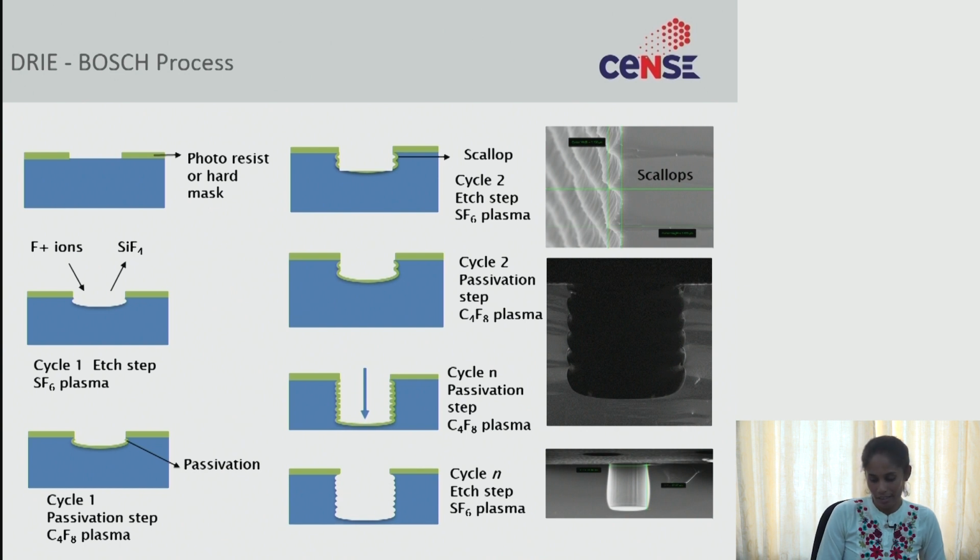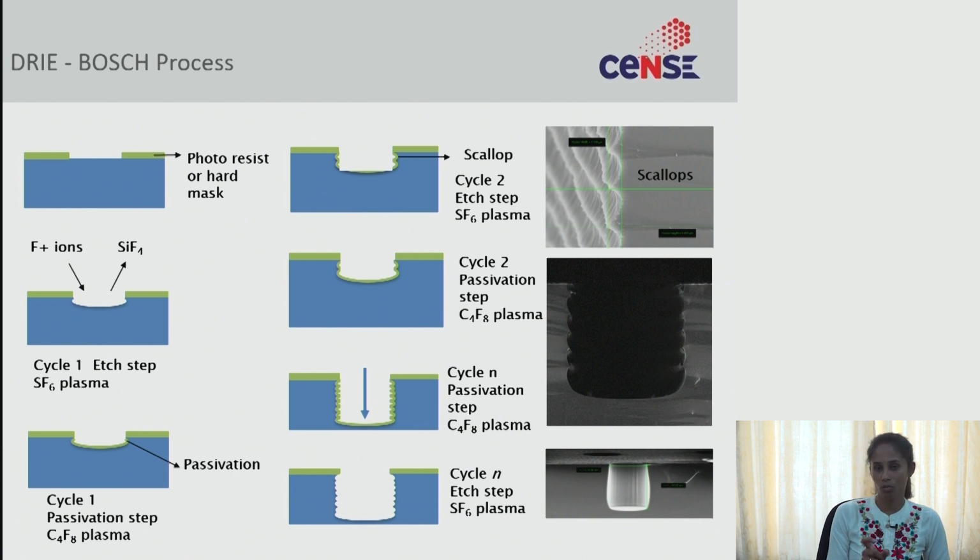What do you mean by the Bosch process? The Bosch process is a cyclic process where separate deposition and etch steps take place in different cycles. I think you can see the images. The first step is the photoresist as a mask, and you have a substrate. Now my first cycle is an etch cycle. It will always start with an etch cycle and end with an etch cycle.